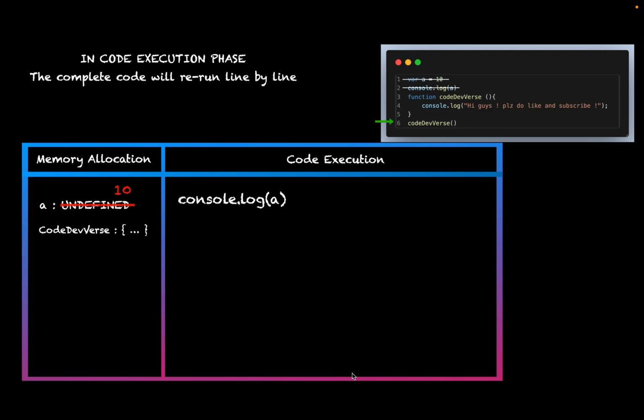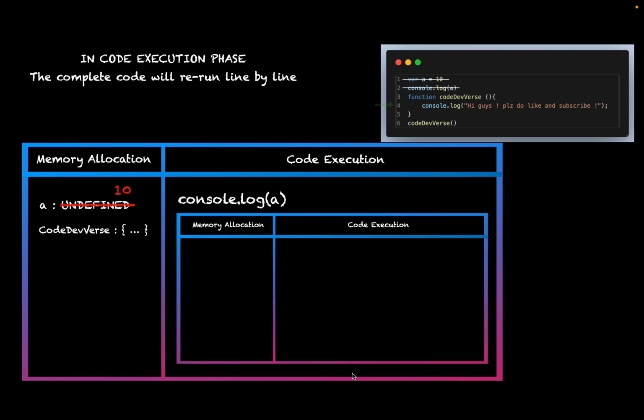And my dear friends, whenever you see a function call, what a function call will do is create a brand new execution context for this particular function. The execution context which was created earlier was a global execution context, and the execution context which is created just now is a local execution context which is valid for this particular function. So whenever you call a function, it will create a brand new execution context for that function, which again has two phases. The first one is memory allocation and the second one is code execution.